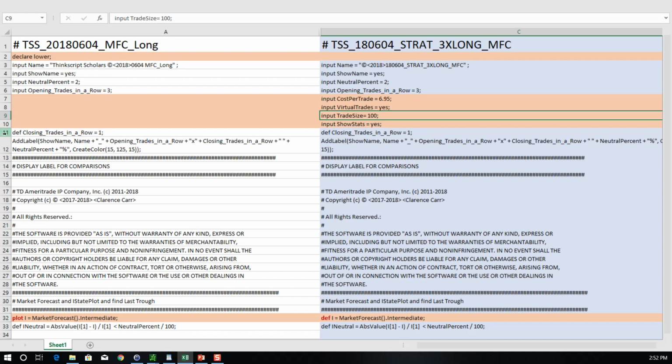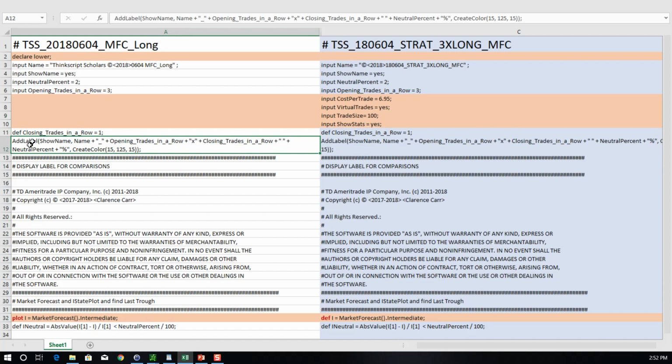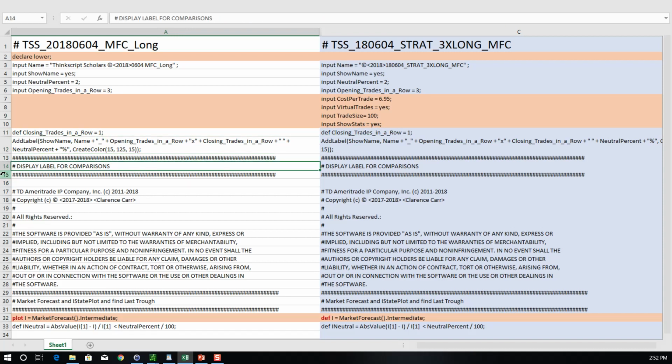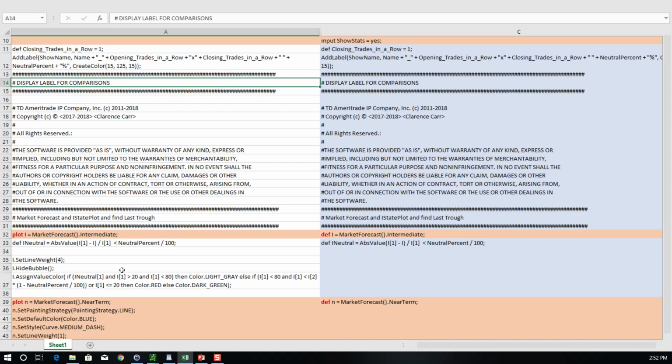So those are the changes so far between these two studies. We are always going to close after one sell signal. This is a long strategy, so selling will close our trades out. We still want to show the label, and we'll display that for comparison. Then we have our little boilerplate stuff here, and then we start with the market forecast.